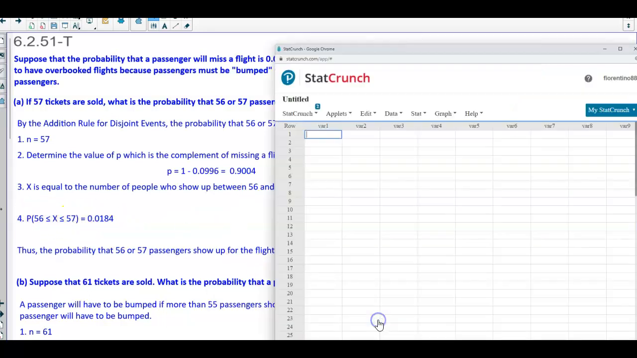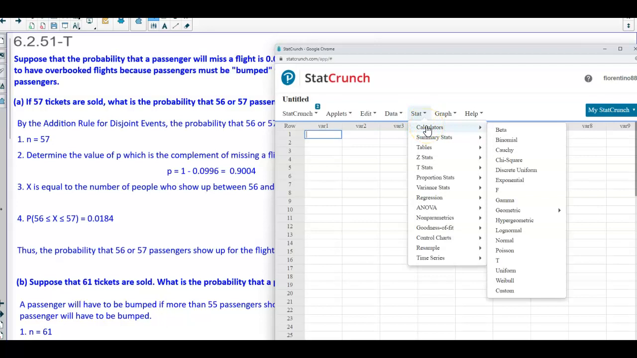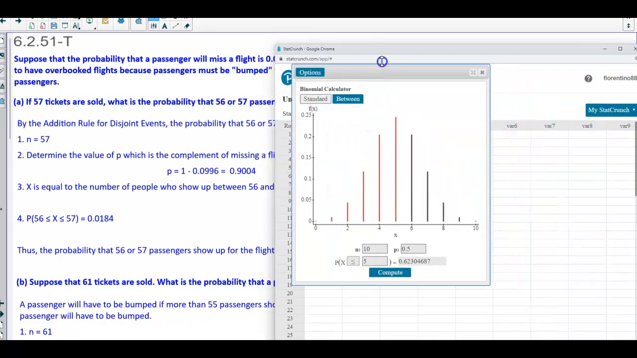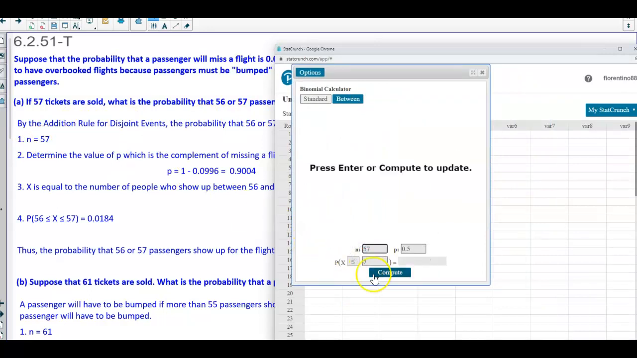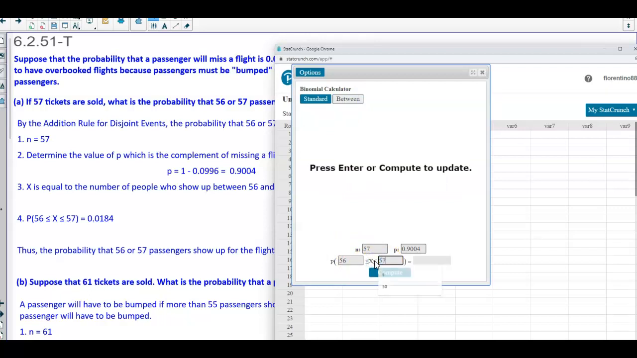So what we're going to do is go into StatCrunch. We're going to go to stats, then calculators. But this question doesn't say anything about a Poisson distribution, so we're going to go to the binomial distribution. With the binomial distribution, for n we're going to let that equal 57. And then we know the value of p, which is 0.9004. And we want to find the probability where x is in between 56 and 57. So we're going to select between, put in 56, and then put in 57.